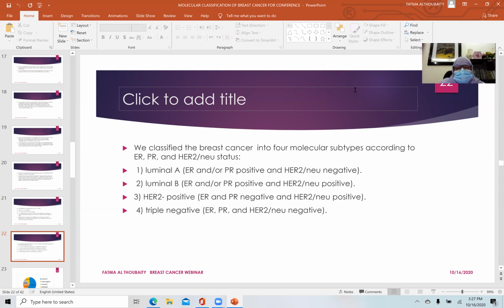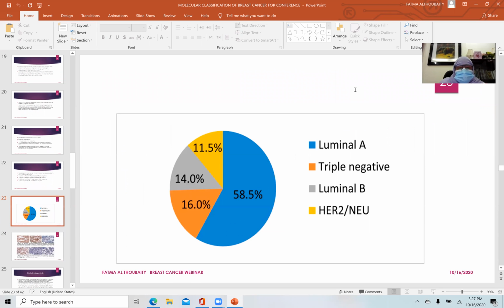In our paper, we classify breast cancer into 4 molecular subtypes: luminal A, ER and PR positive, HER2 negative; luminal B, ER, PR, and HER2 all positive; HER2 positive, in which ER, PR negative and HER2 positive; triple negative, ER, PR, and HER2 negative. You can see in this figure that the commonest type is luminal A, 58.5%, followed by triple negative 16%, then luminal B 14%, and HER2 11.5%.